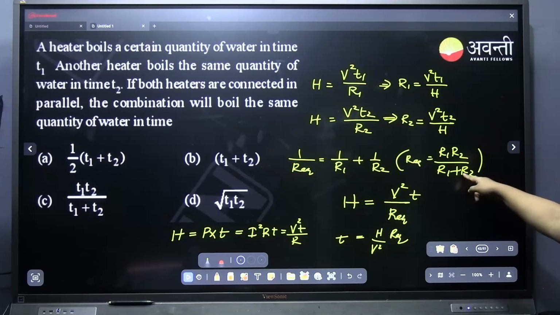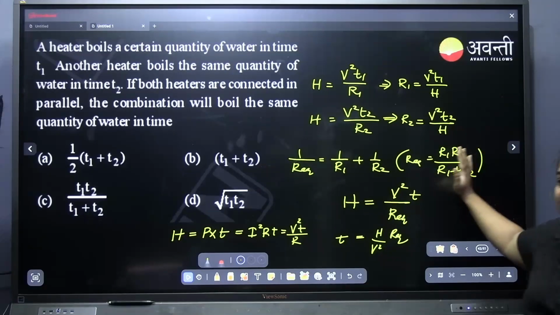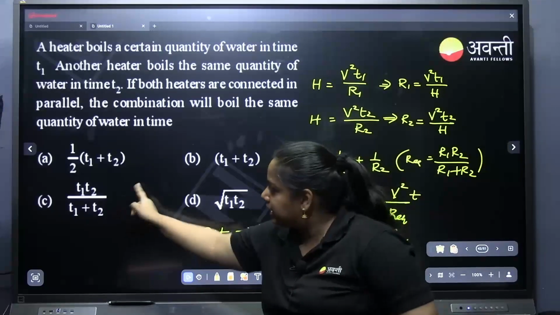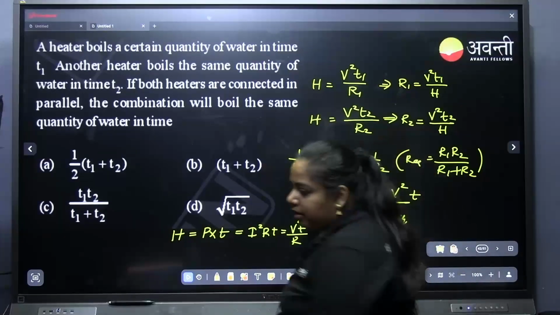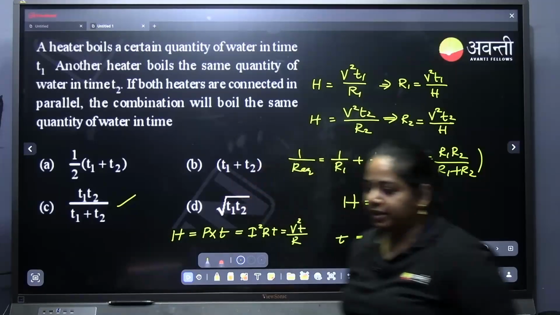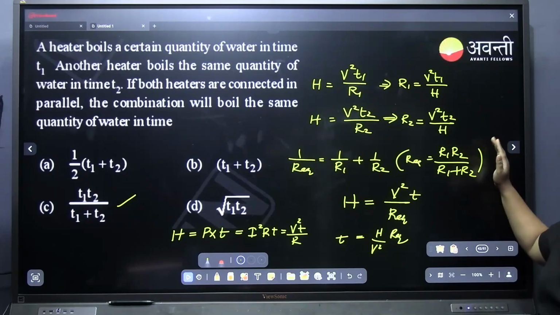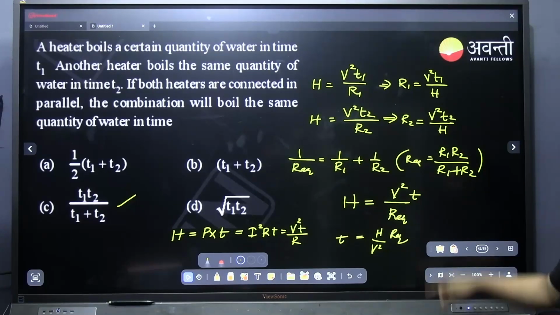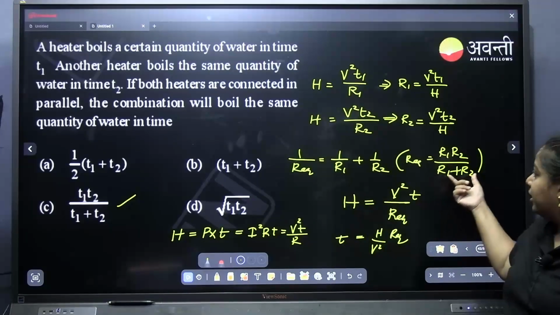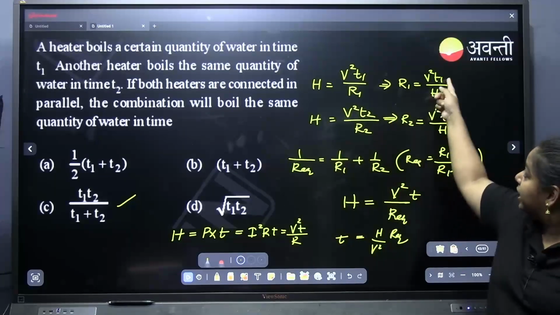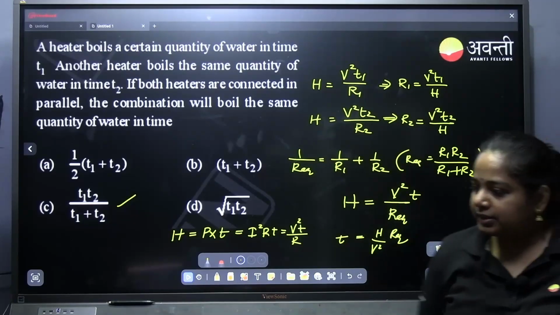See, R1 R2 by R1 plus R2 is directly proportional to T1. So without much calculation, can we say the answer is option C? Can I say that? Because both are proportional to T1, T2, right? So I hope you understood this. Even if you calculate, you will get the answer. Without calculation also, I am trying to tell that since the equation looks the same and proportionality is the same, we can get the answer like that. Is it clear for all?